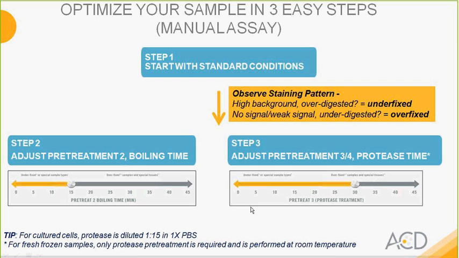Subsequently, with pretreatment 3 and 4, which is a protease step, if samples are underfixed, you want to reduce the time in the protease treatment. And if overfixed, you want to increase the time. And again, these are guidelines, and you may want to perform this with different conditions to find the ideal conditions for you. It's important to note that for cultured cells, the protease is typically diluted as a starting point of 1 to 15 in PBS.